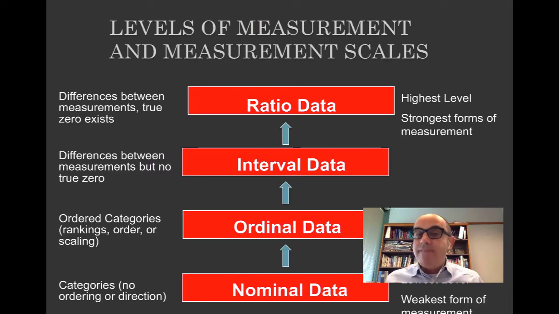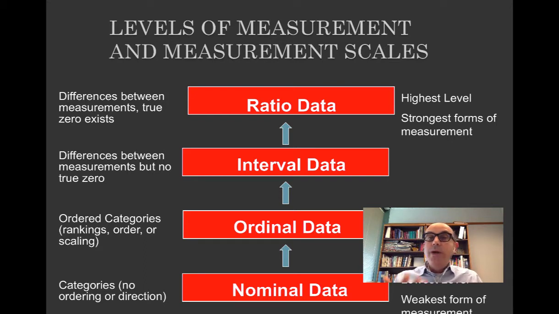We also have levels of measurement and measurement scales, and we will talk about that. We have nominal data, ordinal data, interval data, and ratio. The ratio data is the highest level and probably the strongest form of measurement. This is where we have measurements with a true zero.